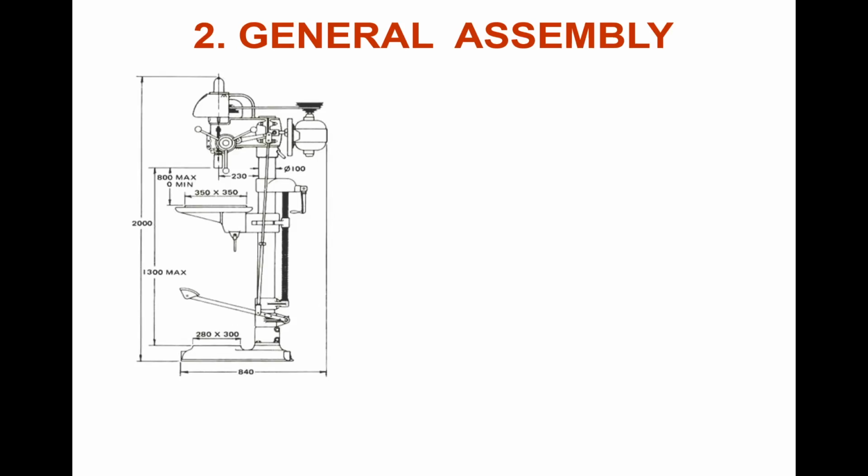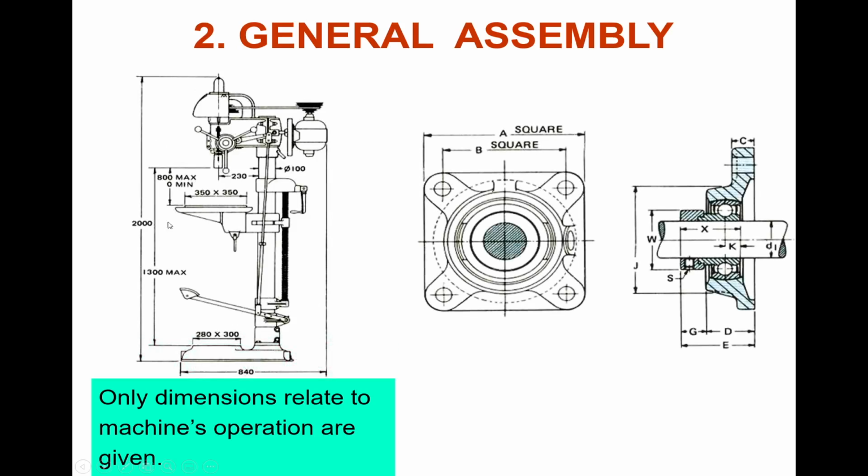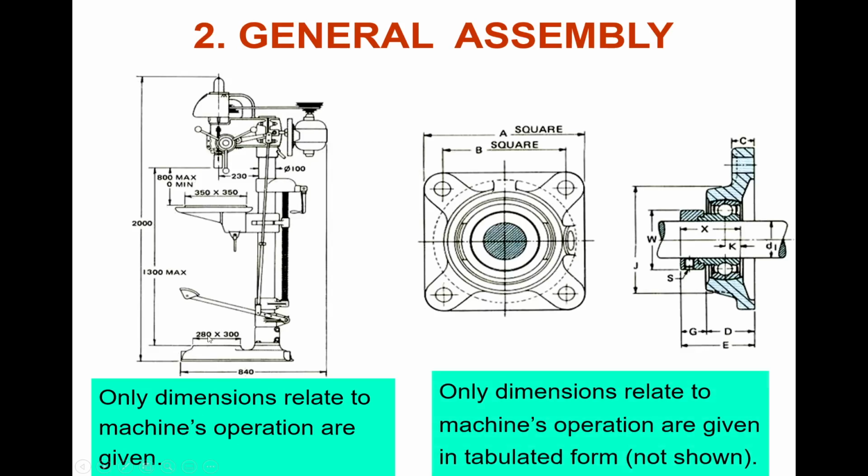Okay, another example. So in this example, only dimension relate to the machine's operation are given. Okay, so dalam general assembly you juga boleh letak the dimension. Okay, but only relate to the machine operation. Kalau you tengok, for example, just general dimension je. Okay, tak ada yang detail. Okay, only dimension relate to machine operation are given in tabulated form. This one kalau yang ni untuk the detail parts ni nampak dia dimension S macam ni lah, W, S, X. Okay, this one nanti dia akan letak dalam table.